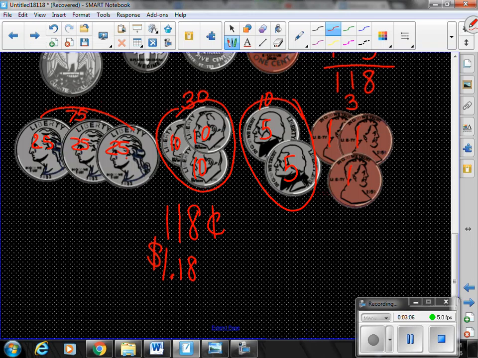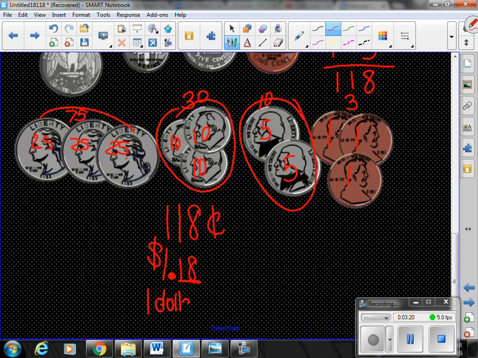$1.18. These 18 means I have 10 dimes and 8 pennies. So you can think of it like that. And that comes after the decimal point. So it's $1.18. Or you can write the words $1 and, because we do have a decimal, so it's okay to say and, 18 cents.